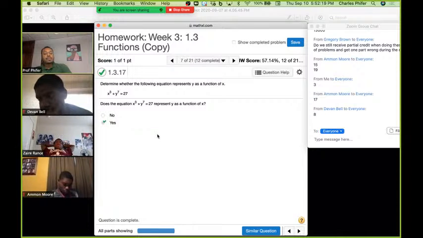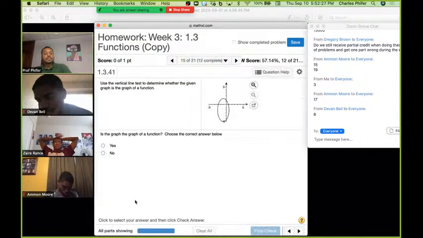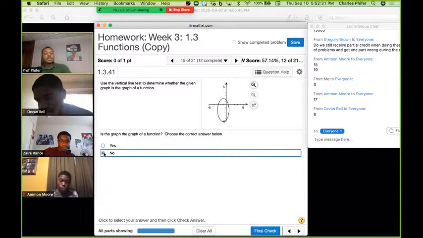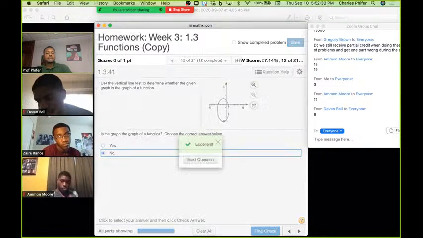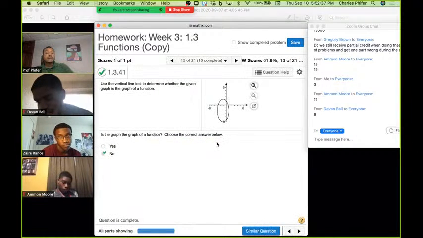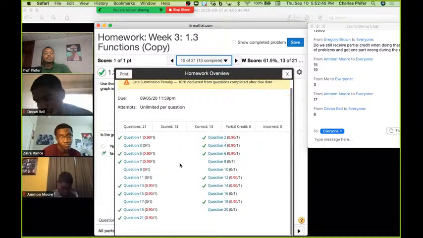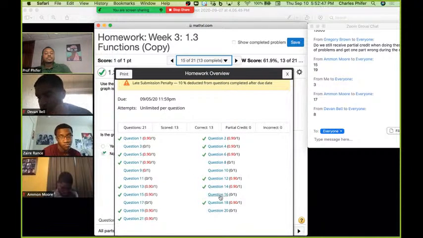Hey Google, give me a random number 1 through 21. 12. Okay, so let's go to 15. Is this a function? I'm just going to answer this one. All right, real quick, easy. Let me know if I need to go into details on any of these. Hey Google, give me a random number 1 through 21. 19.